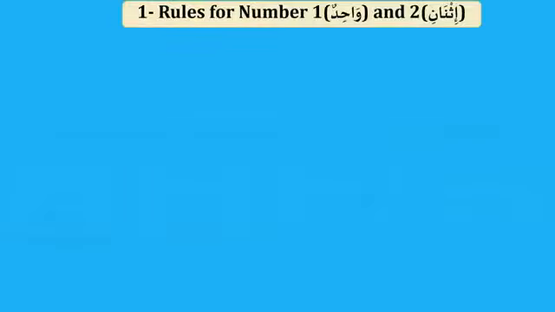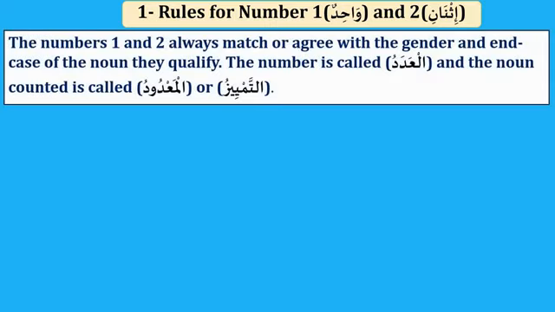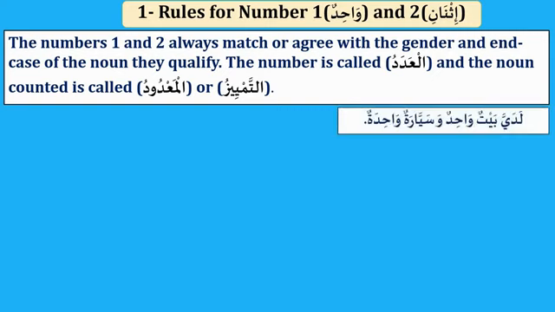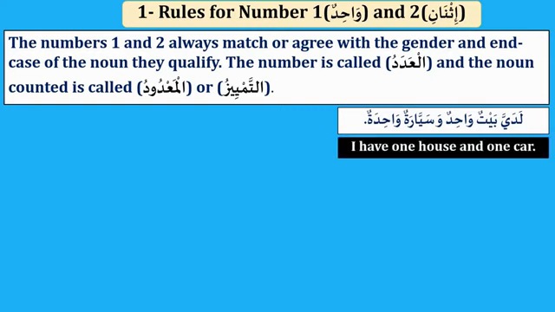We are going to start from number 1 and 2, wahid wa ithnan. The numbers 1 and 2 always match or agree with the gender and end case of the noun they qualify. The number is called al-adad, and the noun counted is called al-ma'dud or al-tamyiz. Let's give examples. لدي بيت واحد وسيارة واحدة. I have one house and one car.